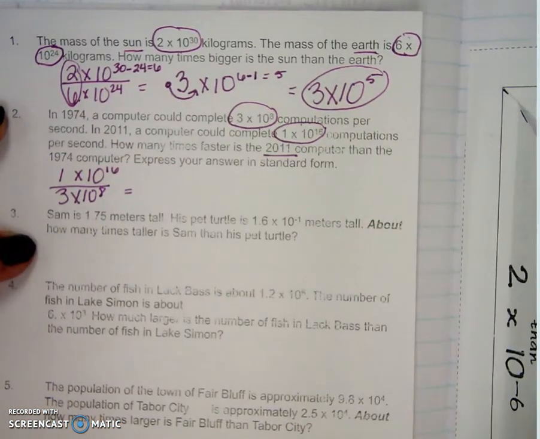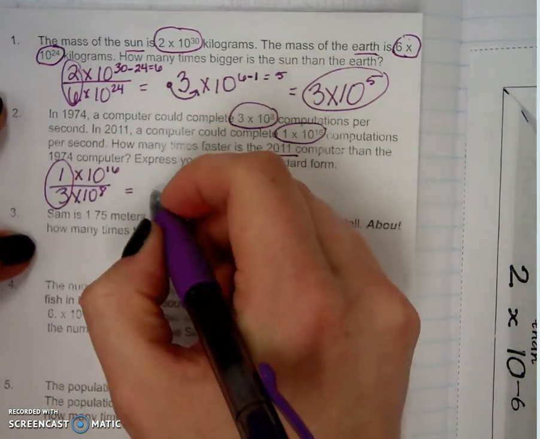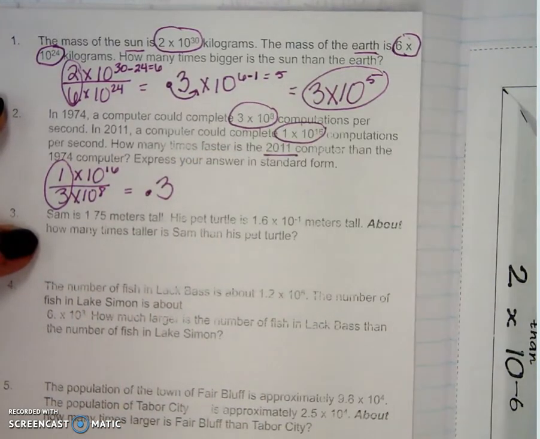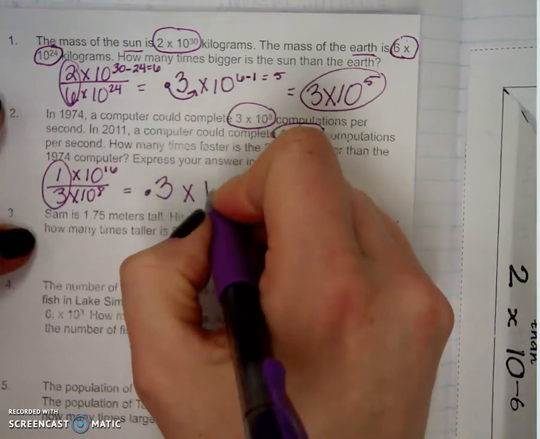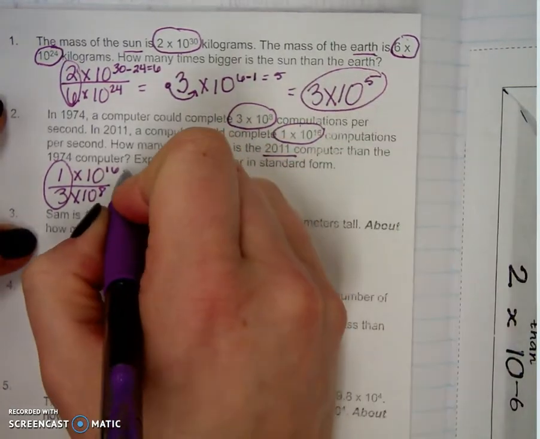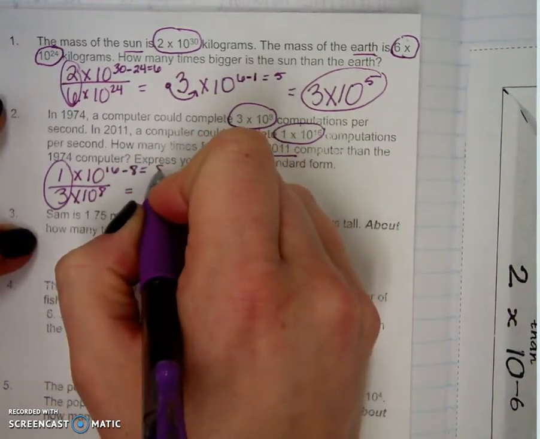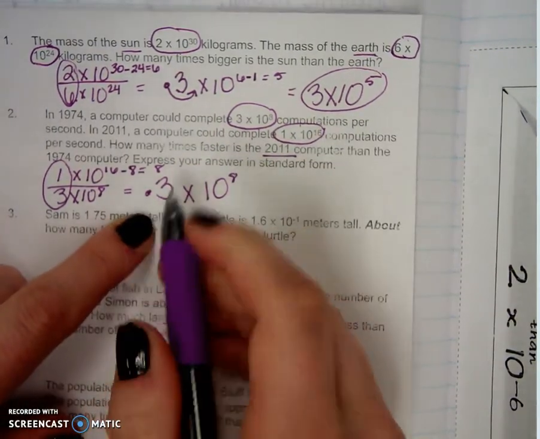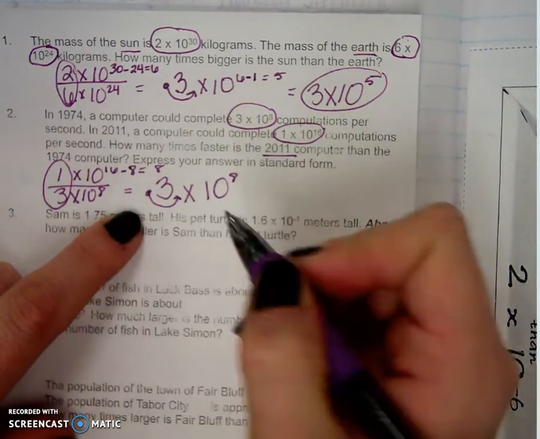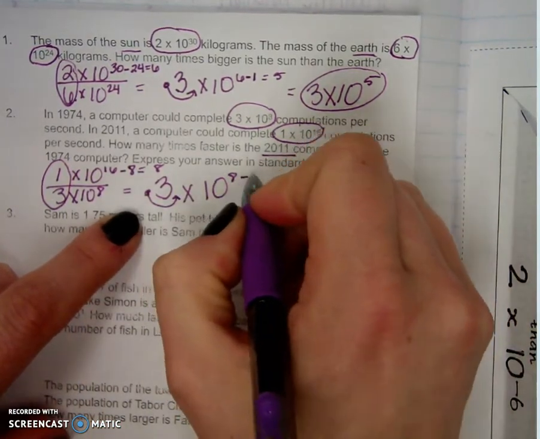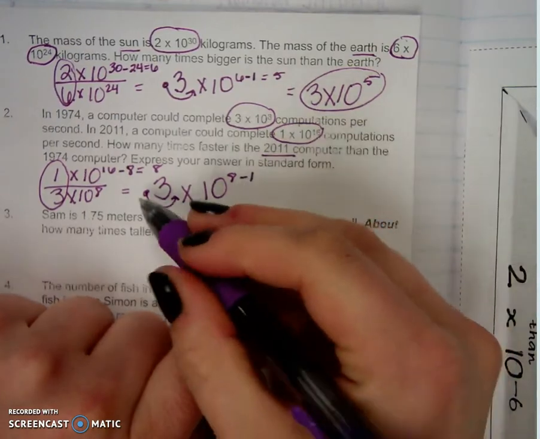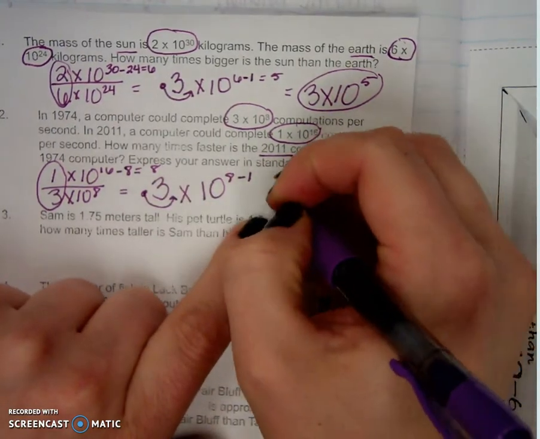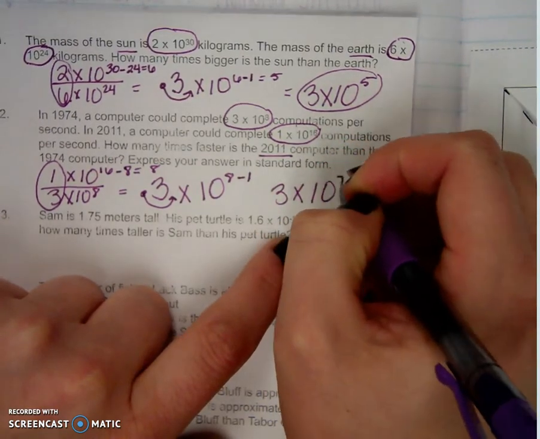We're going to do the same thing. Divide your digits. 1 divided by 3 is 0.3 repeating, but we're going to keep it as 0.3. And then we're going to subtract the exponents. So it's times 10 to the 8th. This is not in scientific notation. I need to move my decimal over just 1 space, so I'm going to subtract a 1. Since 0.3 is a small number, I move it to the right to fix it. 3 times 10 to the 7th power.